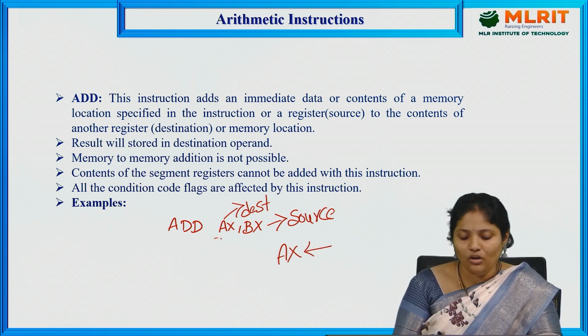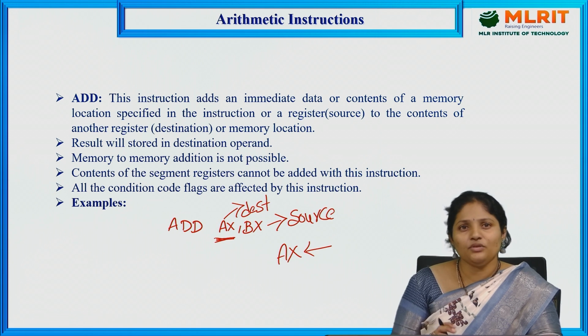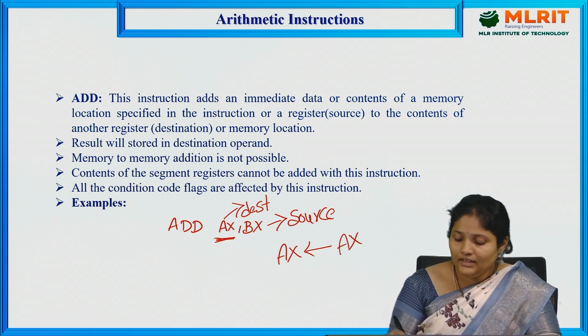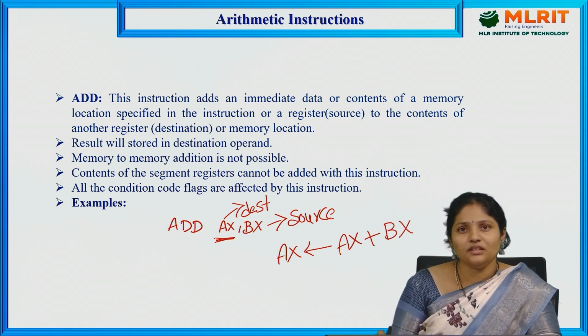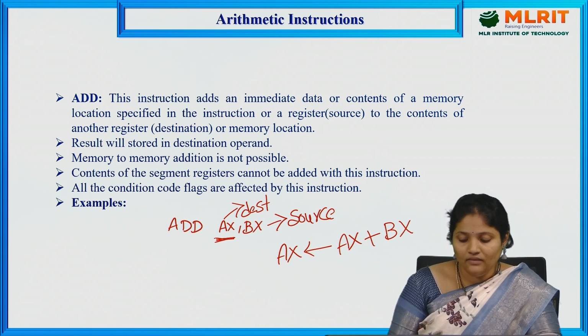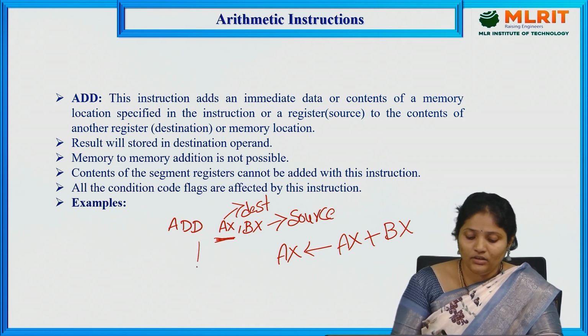The output always will be stored in the destination operand, whether it is memory or a register, but the destination operand should not be an immediate value. Raw data shouldn't be given as the destination, because the destination operand needs to store the output. The data present in AX will be added to the data present in register BX, and this output will be stored in the AX register according to this instruction.